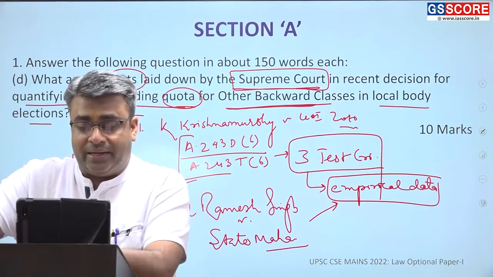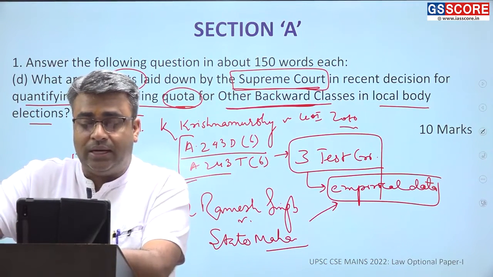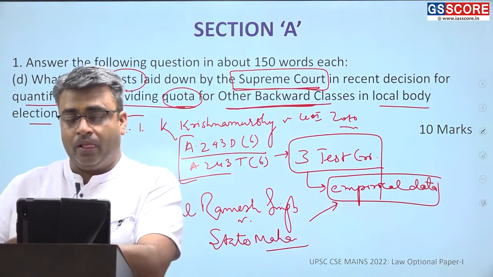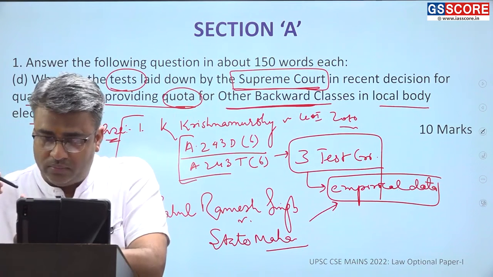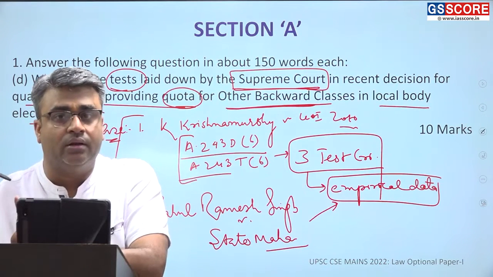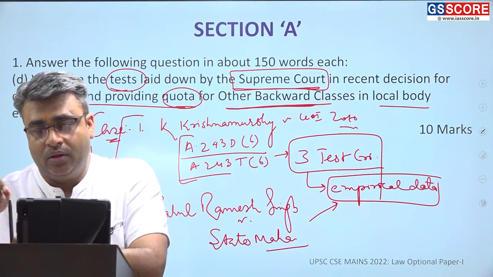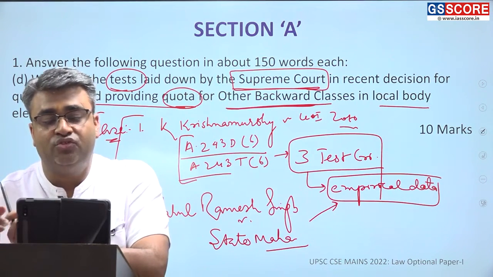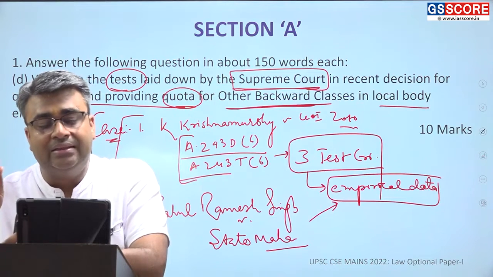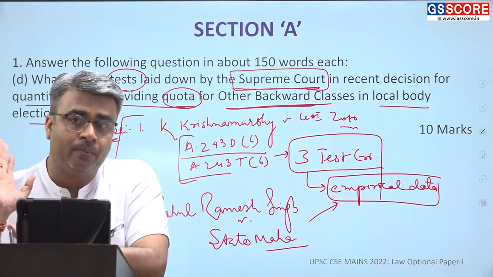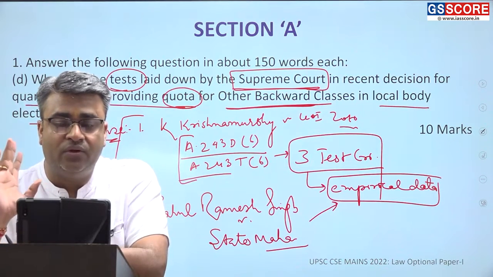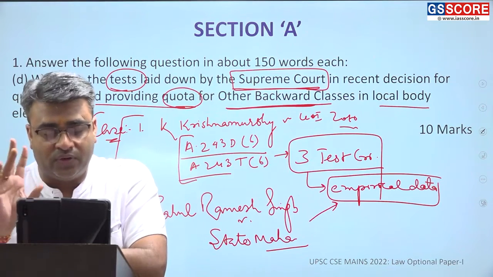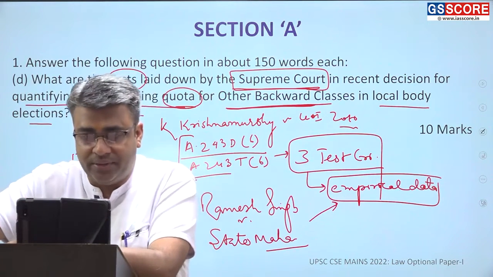So the triple test criteria. In Maharashtra and even in Madhya Pradesh as well, the government has applied this reservation without collecting the quantifiable data. Because one of the conditions given by the Supreme Court was that the total reservation should not exceed the limit of 50%.